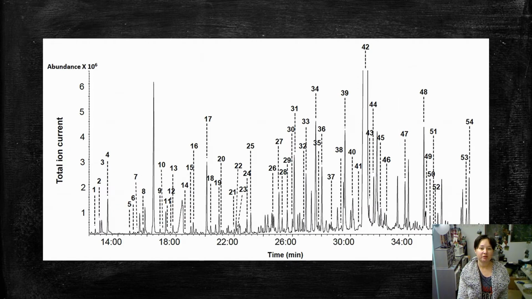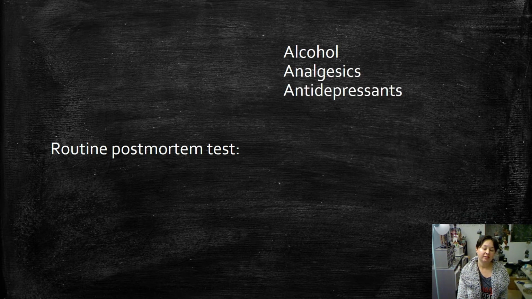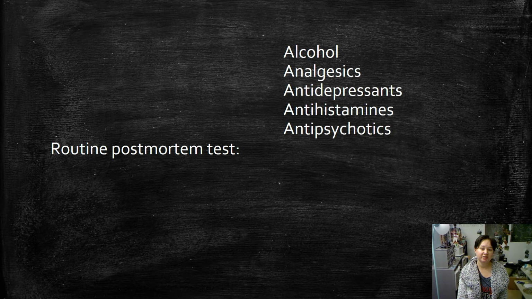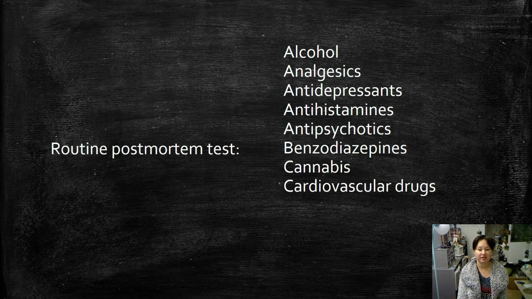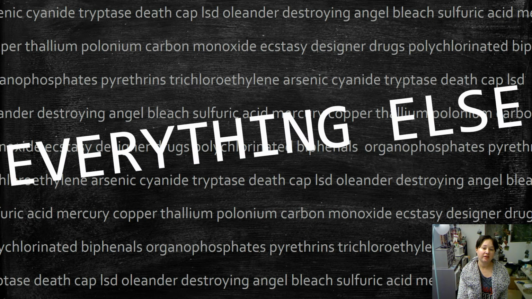This is what a typical human urine sample looks like. It takes a chemistry wizard to interpret this, and even that might not be specific enough. So this is a panel, or one that's similar to run on nearly every autopsy. You have alcohol, analgesics, antidepressants, antihistamines, antipsychotics, benzodiazepines, cannabis, cardiovascular stuff, cocaine, narcotics, and stimulants. What's not on a routine test is literally everything else.